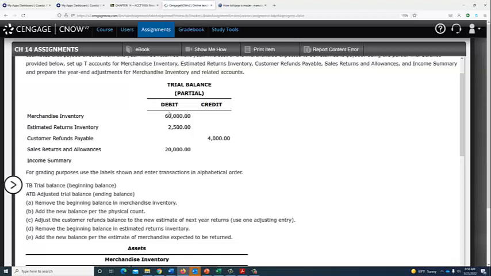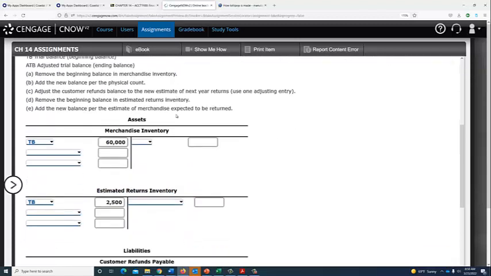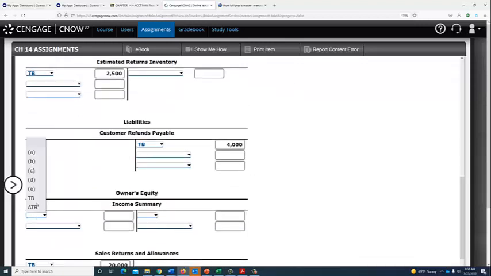So if it has a $60,000 debit, to get rid of it, we're going to credit it. So in merchandise inventory, we're going to credit the account for $60,000. And notice that just offsets this debit and takes merchandise inventory to 0. Now when we credit, we need an offsetting debit somewhere. So we're going to come down and enter that credit into income summary.